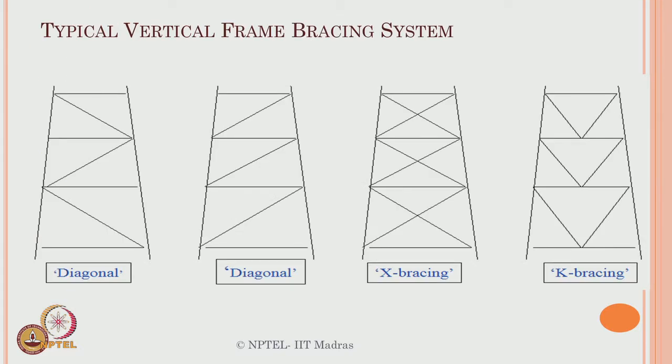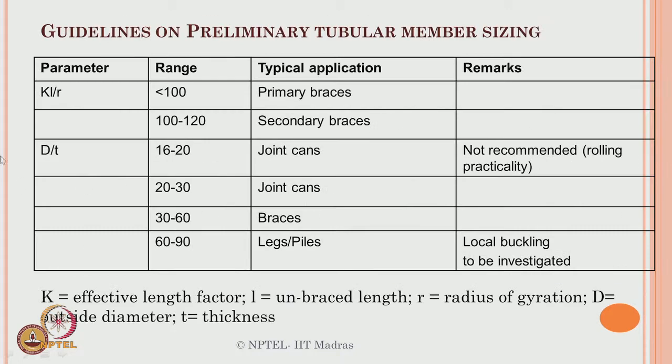Now, to ensure that the truss system remains stable, we go for different kinds of bracing systems. These are typical bracing systems adopted in the case of jacket structures. The diagonal bracing system, this is also a diagonal bracing system. The only difference in these two cases is that this is a mirror reflection of the other. This one is all unidirectional oriented, whereas this is mirrored.